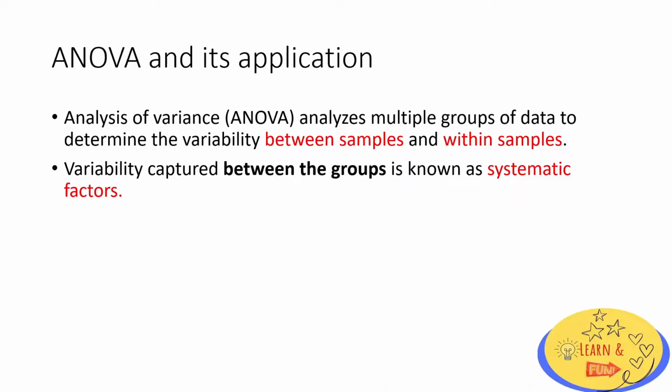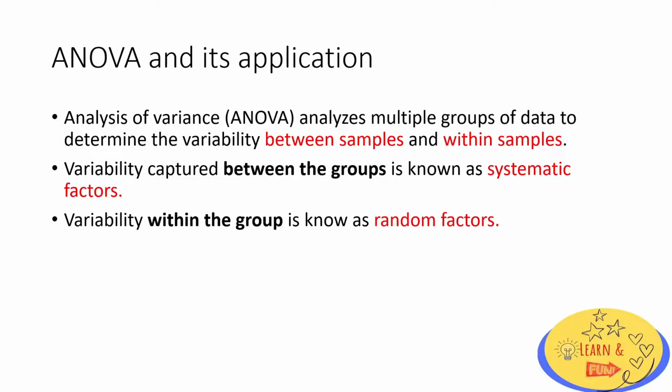The variability captured between the groups is called the systematic factor. That is where we are going to focus to check whether the groups are different or not. The variability within the group is known as the random factor, showing that the numbers are different within the group. If we add these two variabilities, we get the total variability. In today's lecture we are going to calculate all three variabilities of these samples.